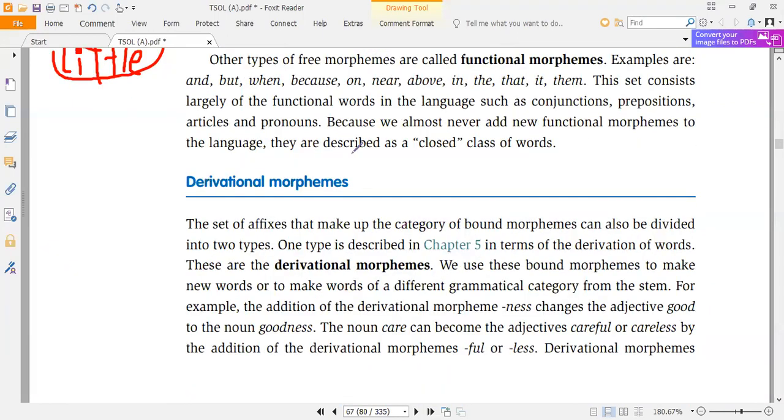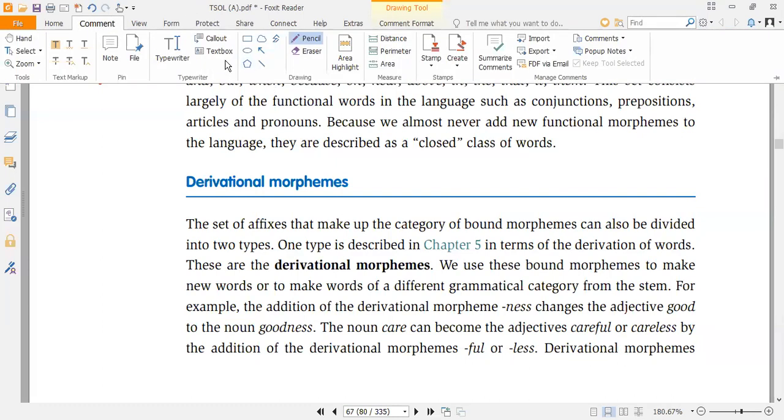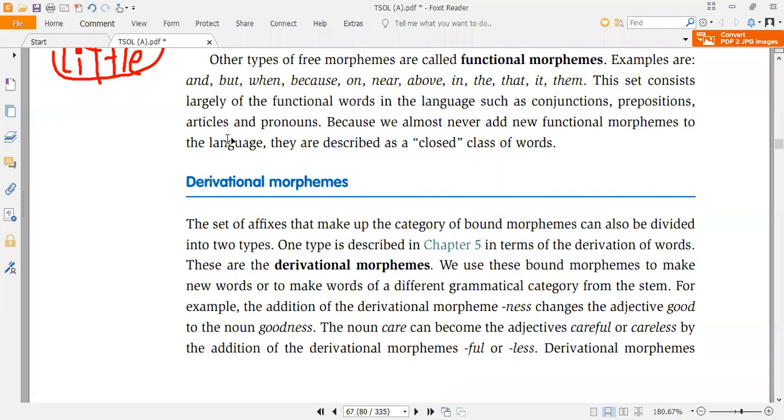Derive words from other words. Exactly. When we take other words from other languages, that is borrowing. Derivation means the process by which new words of different grammatical categories are derived from the existing words, right?